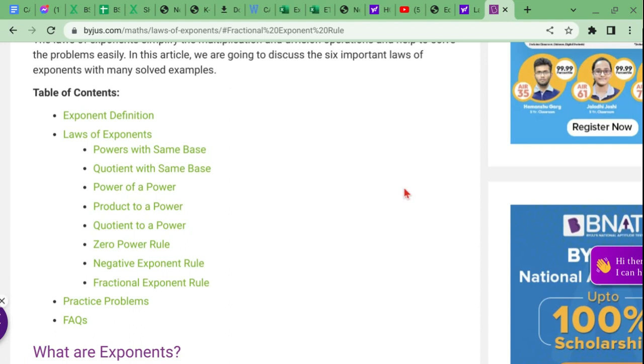So here we are going to talk about laws of exponents. So what are the laws of exponents? We have the powers with same base, the quotient with same base, the power of a product to a power, quotient to a power, zero power rule, negative exponent rule, fractional exponent rule. After we finish this discussion, we are going to answer practice problems.